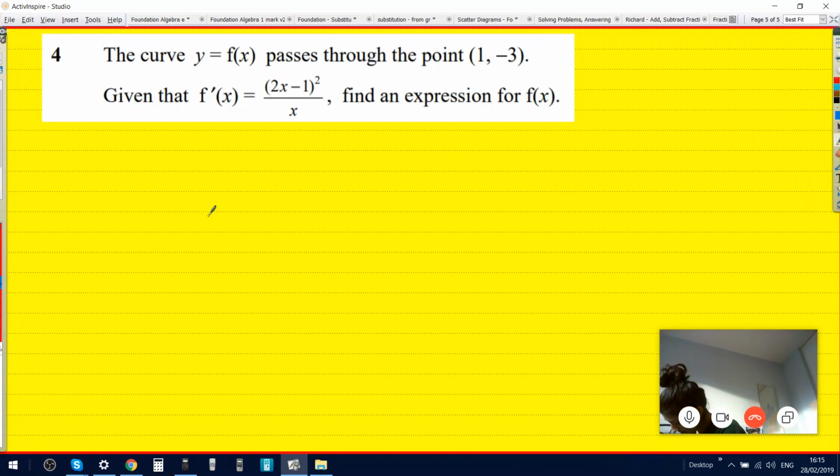This one. Passes through the point. Given that f dash x is 2x minus 1, the final expression for x. That's a fancy way of saying integrate. So 2x minus 1 squared. So do you want to expand it first and then? Okay.